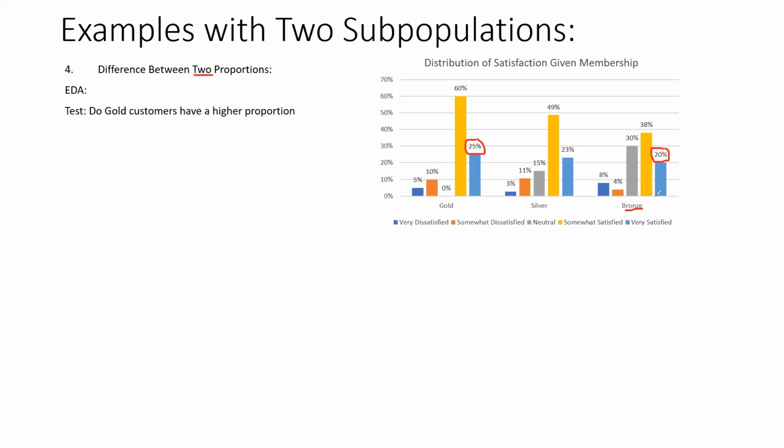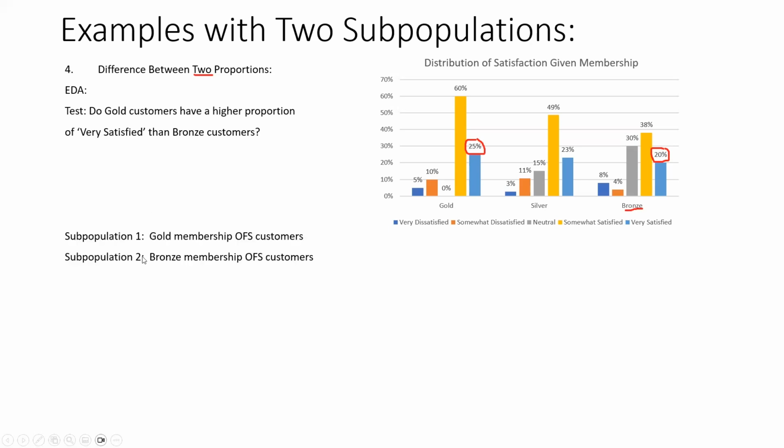And of course, if you are a stakeholder in any way with organic food superstores, you want everybody to be very satisfied. So that leads me to that question. Do gold customers have a higher proportion of very satisfied than bronze customers? And so there are my two subpopulations. And this is a good example of how there's a category with 3, but I have to create 2 somehow.